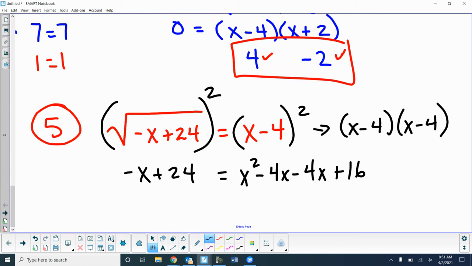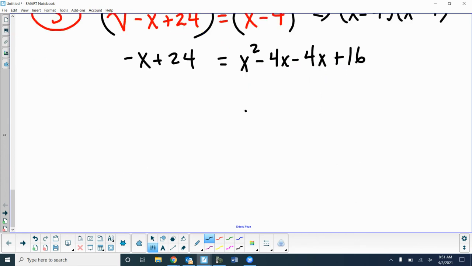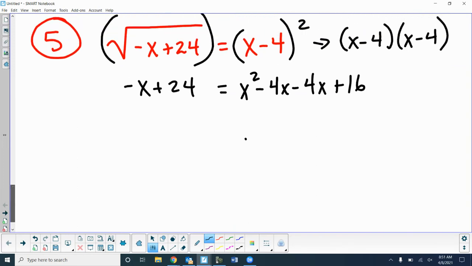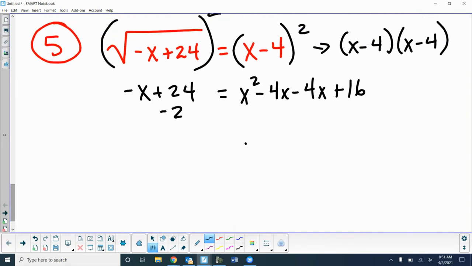So now what, Scott? Yep. Move that 24 over. Anything else? So what do I do with it? Not divide. No? Taking that whole thing. We're not taking the negative sign, we're taking the whole x. So we're going to add it.